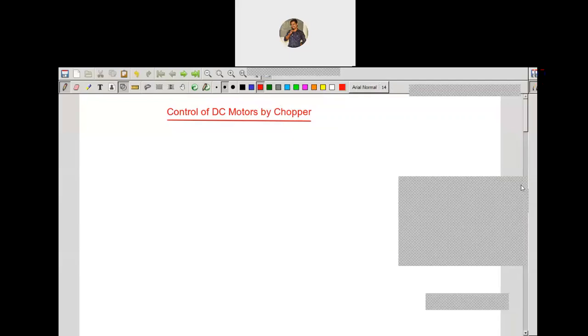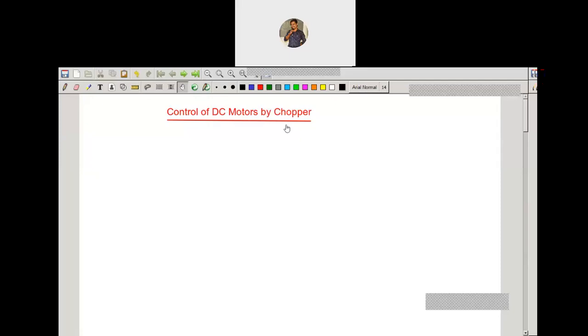And today's topic is control of DC motors by choppers. In the previous lecture we saw the four quadrant operation of the DC motor using the dual converter, right? Now in today's lecture we are going to see the control of DC motors by using choppers.